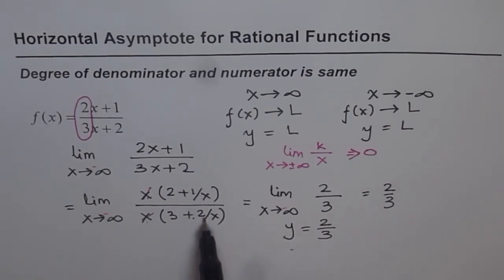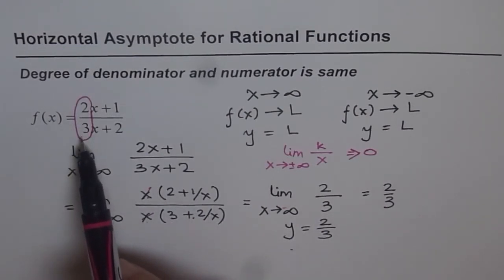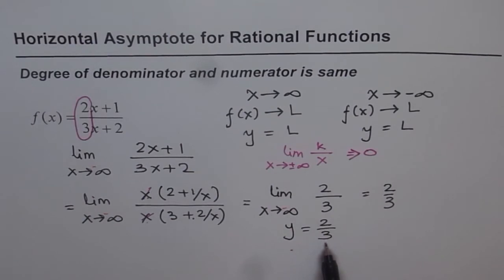So what really remains is the ratio of leading coefficients, and therefore the leading coefficient ratio will be the horizontal asymptote for such cases. I hope by generalizing you have understood that we can solve each and every problem of rational function and get to the same result.